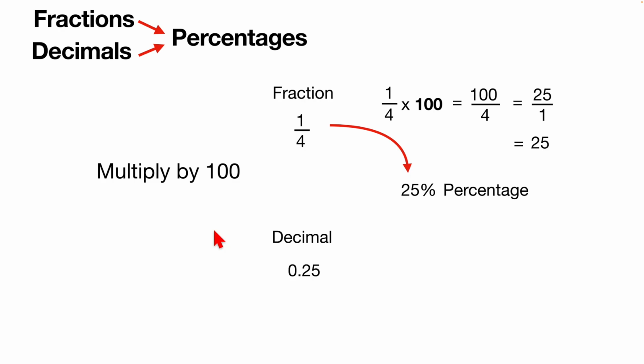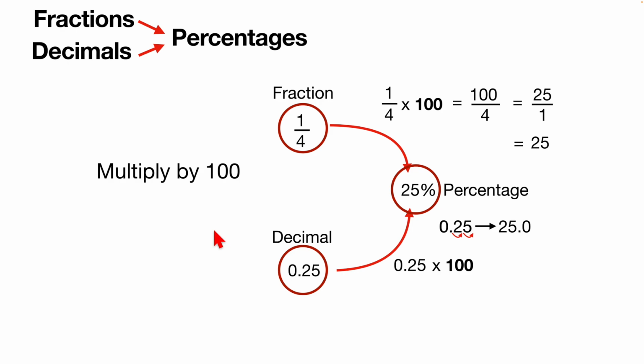Let's have a look at a decimal. Again, 0.25. If we're going to turn that into a percentage, we are simply going to multiply by 100. And remember how we do this. We move the decimal point to the right, increasing the number by 10 each time. And so that equals 25. So a quarter is 25%. 0.25 is 25%.